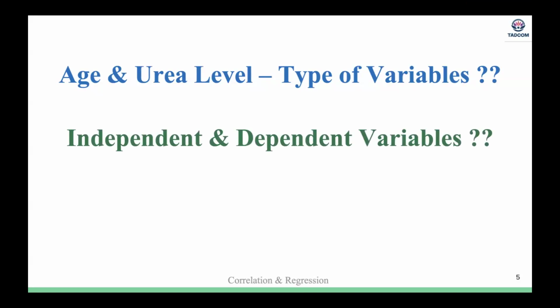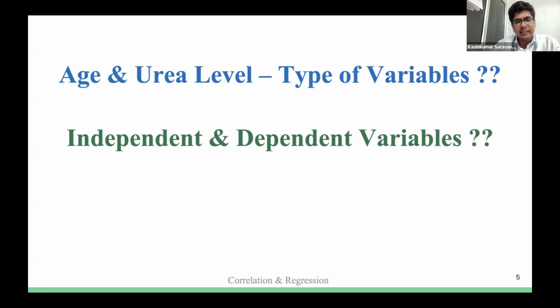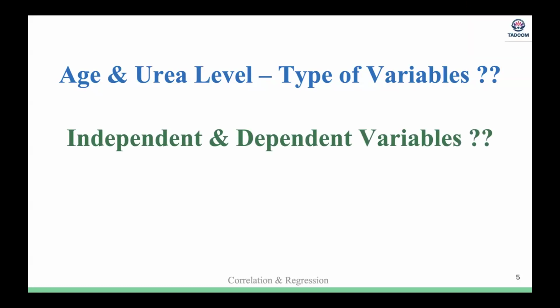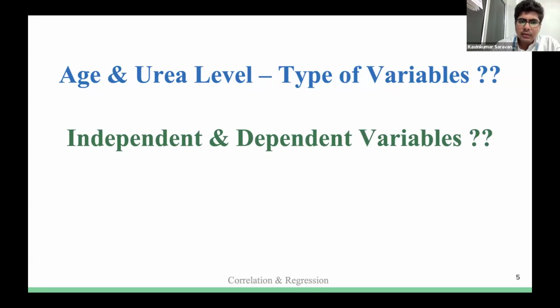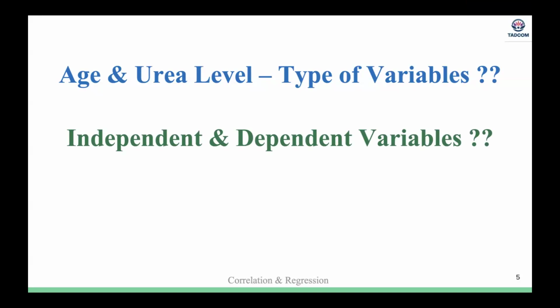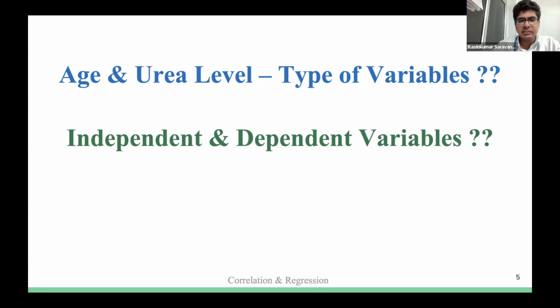So which variable is dependent and independent? Any guess? Urea level is a dependent variable and age is independent variable. Urea is the dependent variable, which is dependent upon the age, which is an independent variable, because depending upon the age, the urea level may either increase or decrease. So we will see that in the next slide.